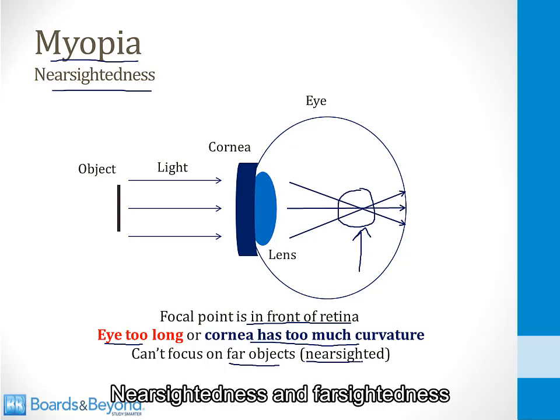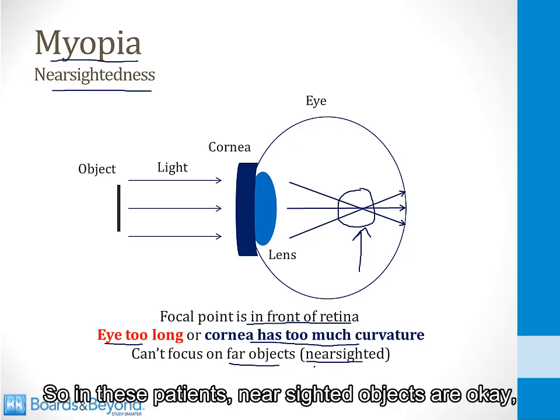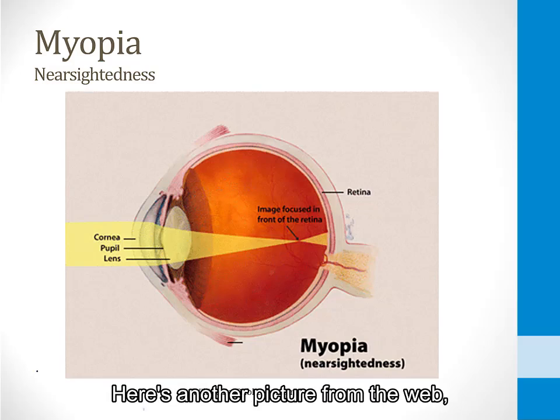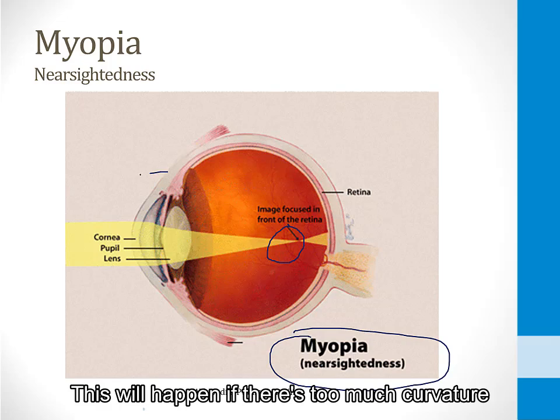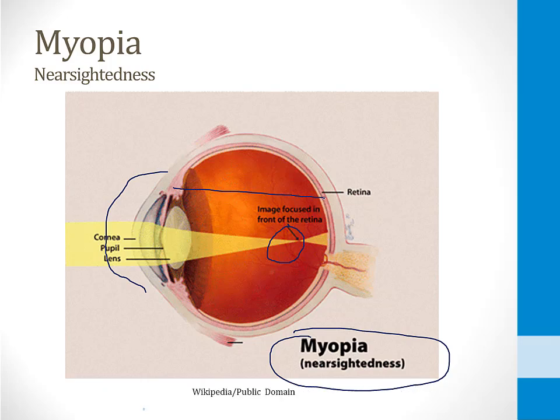Nearsightedness and farsightedness are named for the field of vision that is normal, so in these patients near objects are okay, but far objects are blurry. Here's another picture from the web just to make this more clear. In myopia or nearsightedness, you have a cornea that's generating a focal point that is not on the retina. This will happen if there's too much curvature to the cornea or if the eye is too big.